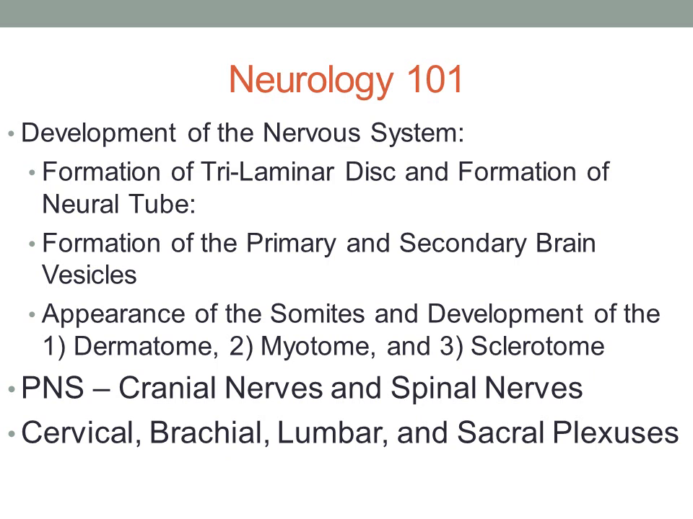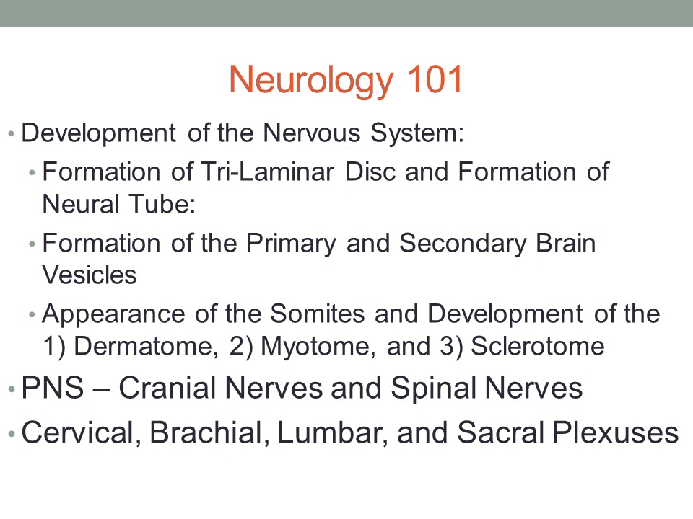And with regards to the development of the nervous system, we'll tackle the following topics. We'll talk about the formation of the trilaminar disc and the formation of the neural tube. Those are the embryologic processes of gastrulation and neurulation. We'll talk about the formation of the primary and secondary brain vesicles. And then finally we'll talk about the appearance of the somites and the development of the dermatome, myotome, and sclerotome.